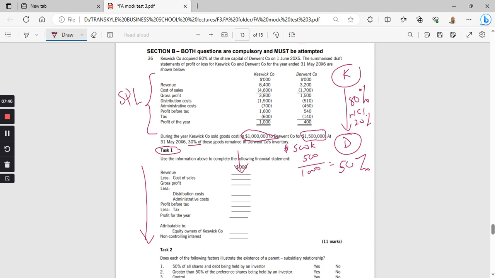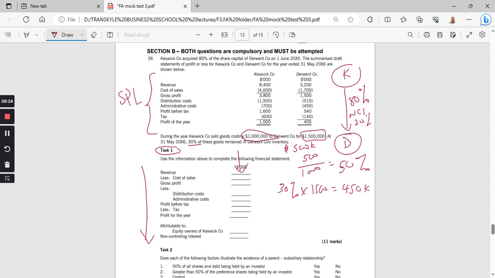So we need then to worry about the provision for unrealized profit within the 30% of the goods which are remaining. 30% of the goods were still in stock. So we are saying 30% of 1.5 million was still in stock. What is 30% of 1.5 million? This is 450,000. So 450,000 worth of goods were still in inventory.